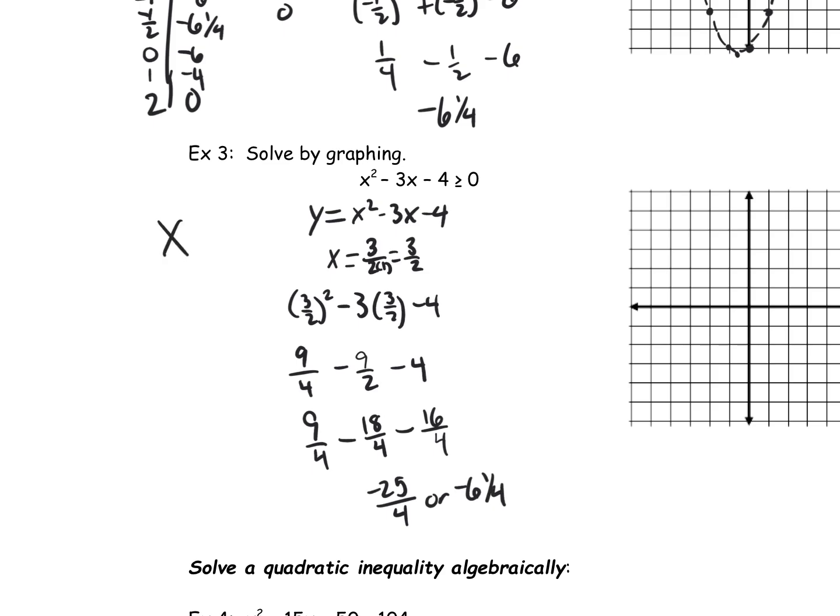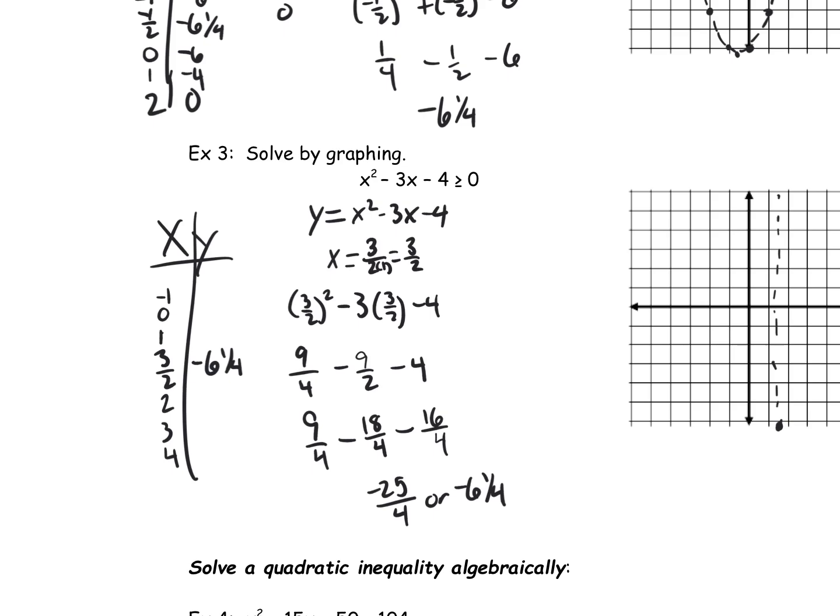So we can make our table. Our vertex is at 3/2, -6 1/4. Our axis of symmetry is at 3/2. All right, so then pick numbers to the left or right. So 1, 0, -1, try 2, 3, 4.